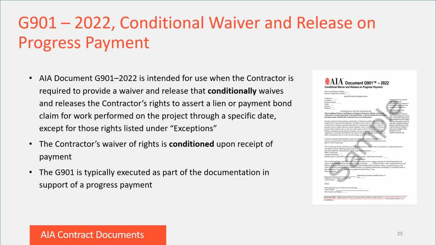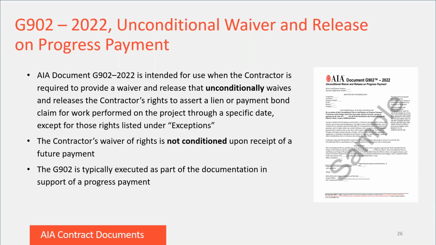The G902, Unconditional Waiver and Release on Progress Payment, is intended for when the contractor is required to provide a waiver that unconditionally waives and releases lien and payment bond rights for work performed on the project through a date certain, except for the rights listed under the exceptions paragraph in exchange for a progress payment. The form contains bold language stating that the contractor acknowledges that it has been paid and has received a progress payment in a particular sum for its work performed on the project through the period covered by the progress payment.